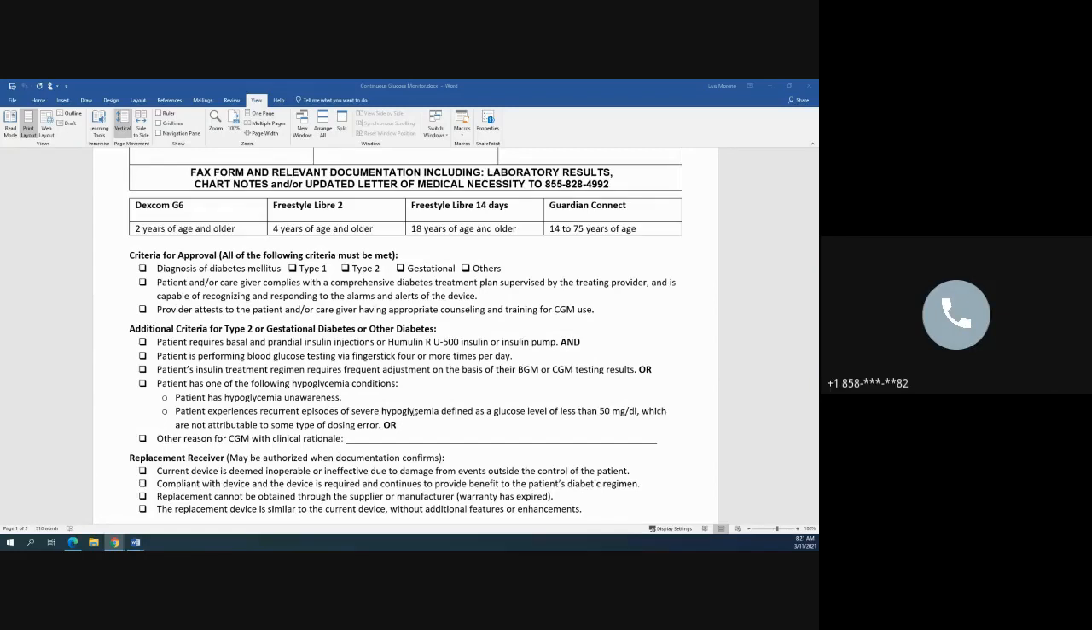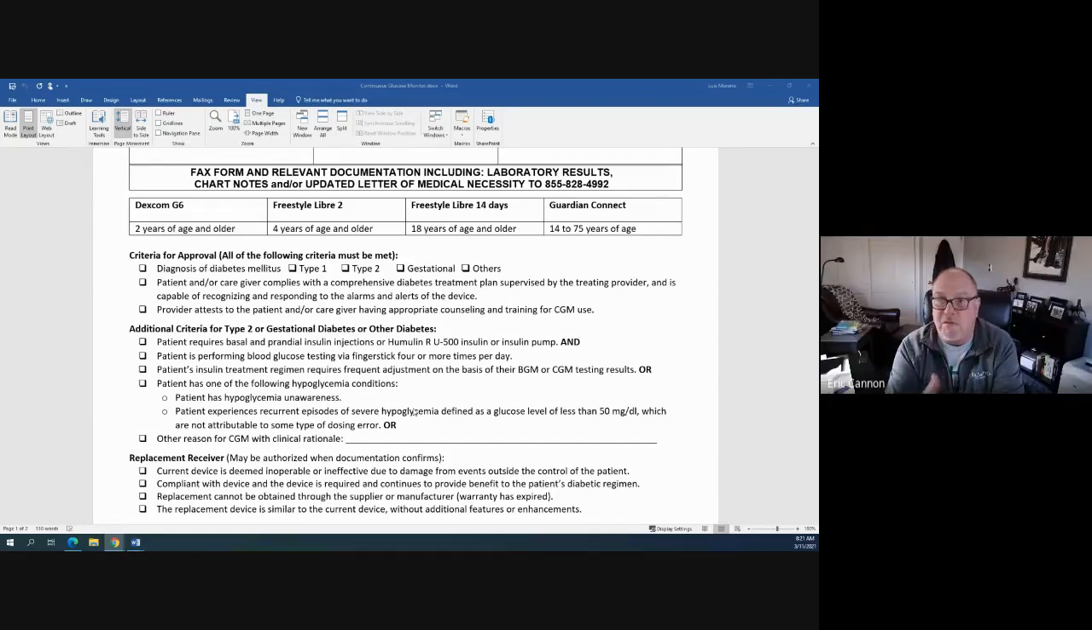Yeah, and I get what you're saying, but I think there has to be something objective about it, not just patient and caregiver complies with comprehensive diabetes treatment plan. I worry that sometimes a lot of patients don't have a comprehensive treatment plan, yet physicians would say, oh yeah, they do, or, yeah, they've had appropriate counseling and training. Appropriate counseling and training is one thing. A commitment to follow through on appropriate counseling and training is another. And there needs to be some objective measure of that. And I think in the past it's been, how frequently are you testing today? And can you prove that?